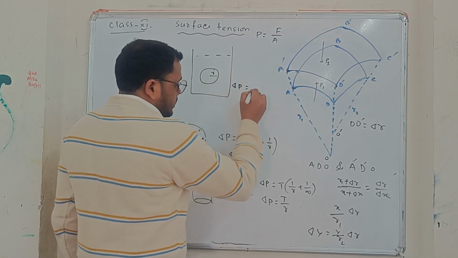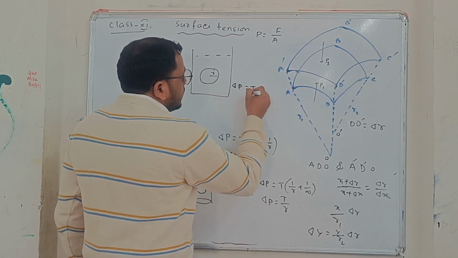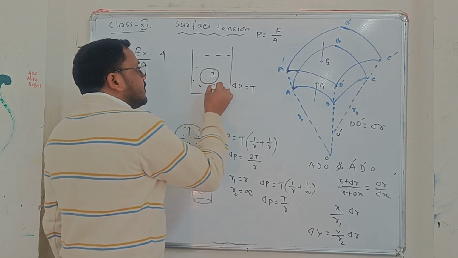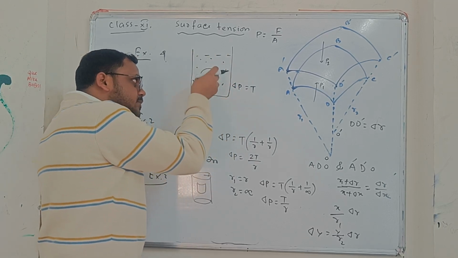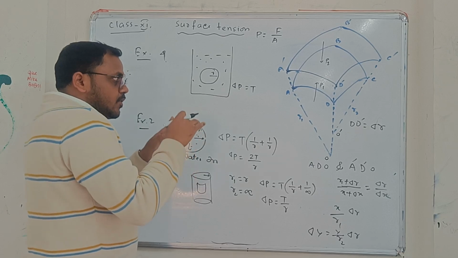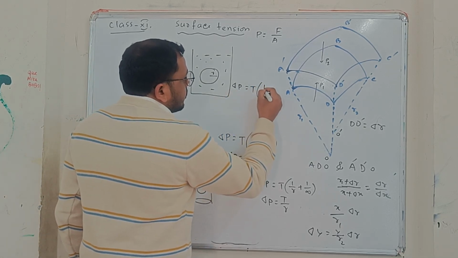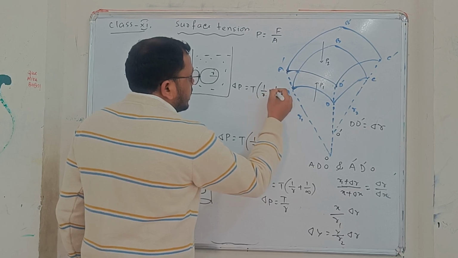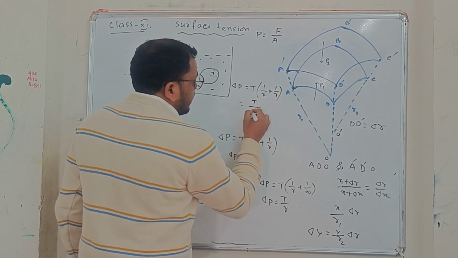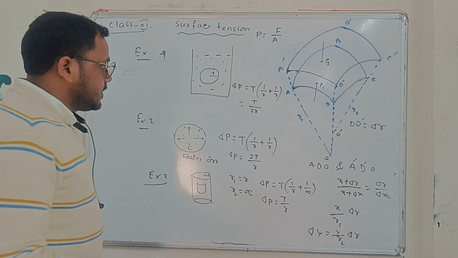Then del P we can write as T. Only one surface is there because there is a liquid, and inside the sphere there is air. So here only one surface is there. That's why we can write del P is equal to T, but here 1 by r plus 1 by r. So we can write this as T divided by 2r. This is the value of the excess pressure.